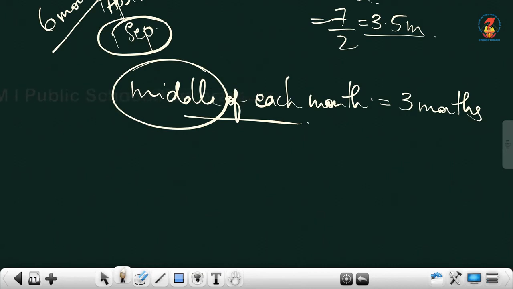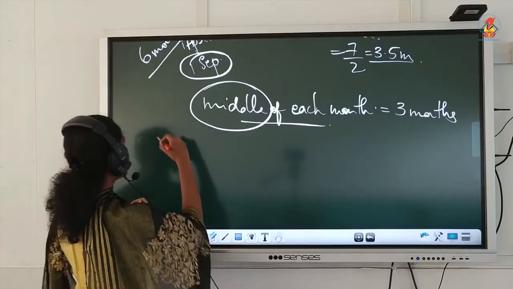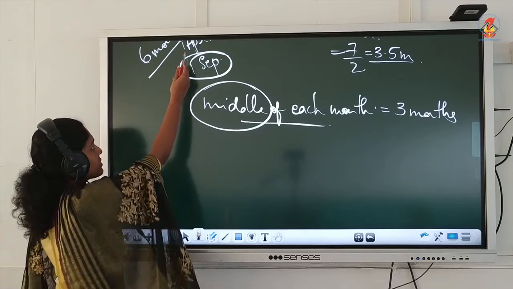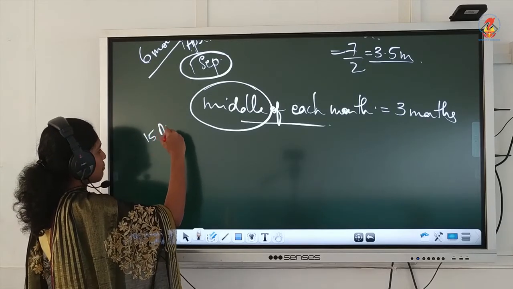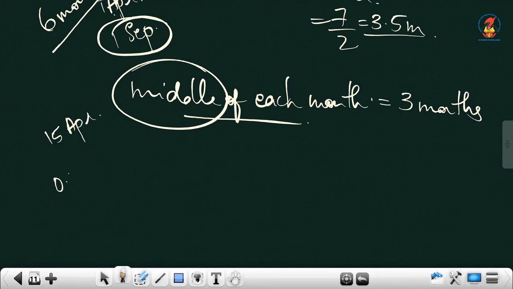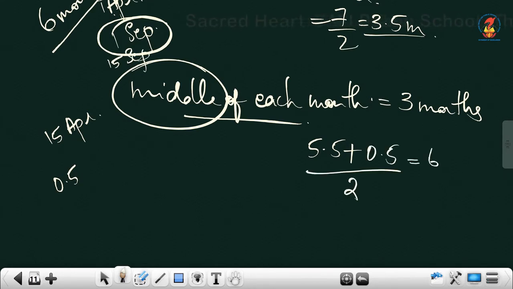Then the last situation is how to get 3 months. Actually it is happening in the middle of every month. So it is on 15th April, the first withdrawal. After that we have half of April and 5 months more, so it will be 5.5, plus the last withdrawal on 15th September, where we have half of September. So it is 6 by 2, or 3 months. That's how you are getting it. Even if you don't apply all these, middle means 3 months if you are considering only half of the year.